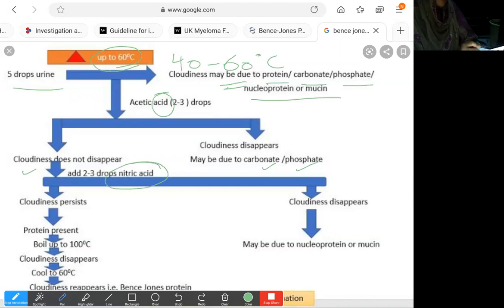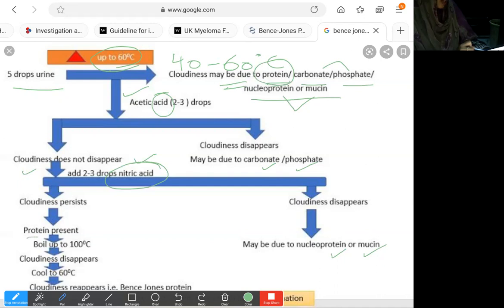So we have added two reagents: first the acetic acid for the acidification, and then the nitric acid, which will help to acidify it further. If the cloudiness disappears with the addition of nitric acid, then the initial cloudiness was due to nucleoprotein or mucin. So in a way, we have been able to exclude carbonate, phosphate, nucleoproteins, and mucin. The only thing left now is the proteins, which are the immunoglobulins.